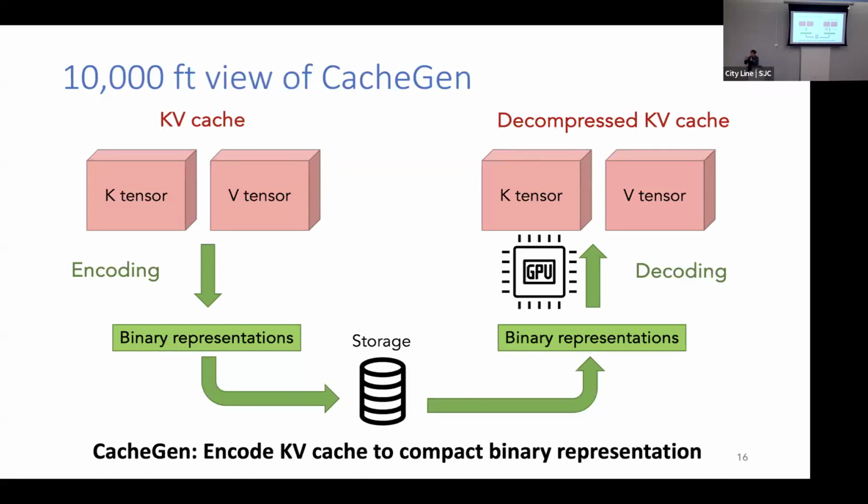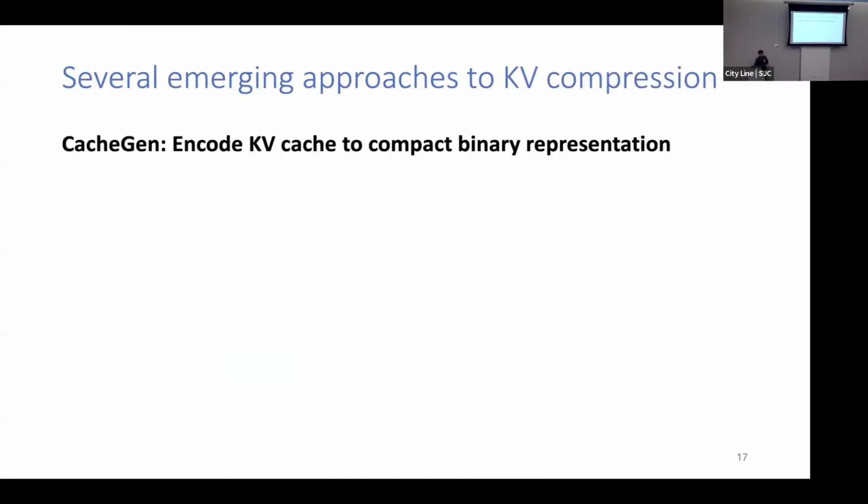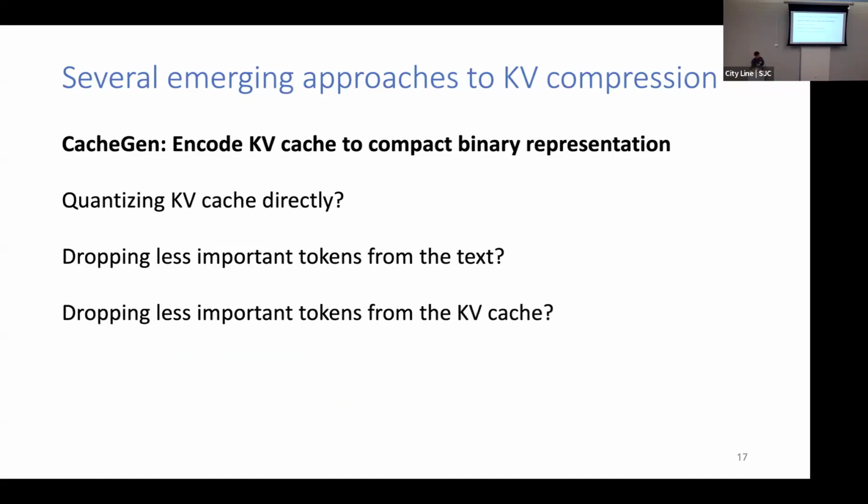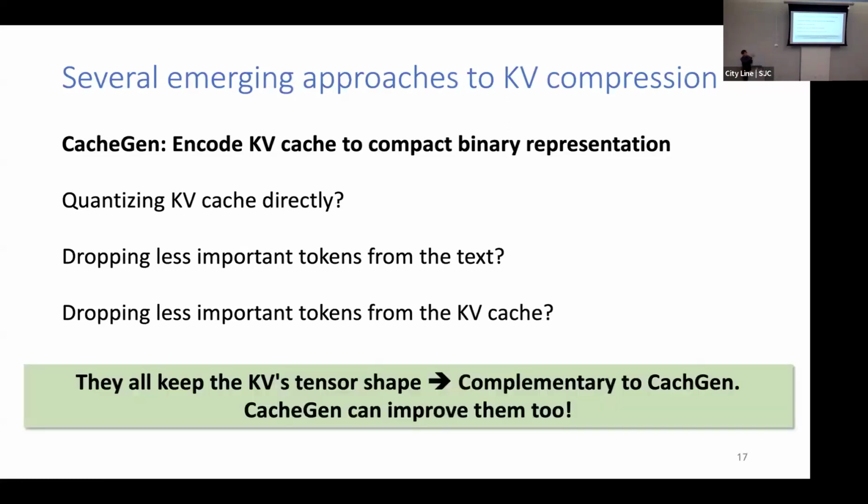I want to stress that this is basically transforming the KV cache tensor into a binary representation. This is not just reducing the memory usage of the KV cache in GPU memory. This is trying to encode it into a much more compact binary representation so that you can store it and transfer it more efficiently. This is complementary to recent techniques like quantizing the KV cache. You probably have heard of this work, quantizing the KV cache, or dropping a few tokens from the context, or maybe just dropping some columns in the KV cache directly. They're orthogonal to us. They all keep the KV cache tensor format, but what we want to do is translate the KV cache into a binary representation so you can store and transfer it efficiently.